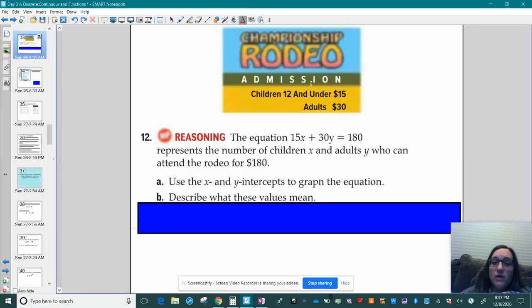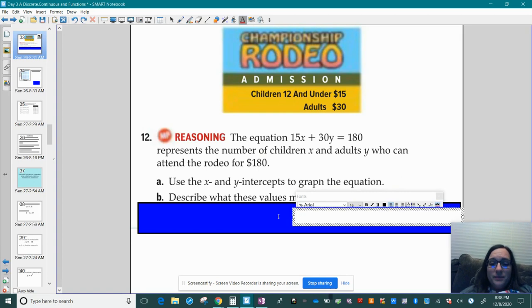So here we have our championship rodeo. And children 12 and under are $15, right? So X would be children, as we read here, represents the number of children. And adults, Y, right? $30 per adult, who can attend the rodeo for $180. We're going to use the X and Y intercepts to graph the equation and then describe what the values mean. We could plug in 0 for X and solve for Y to find our Y-intercept. Plug in 0 for Y, solve for X. There's our X-intercept. What do they mean?